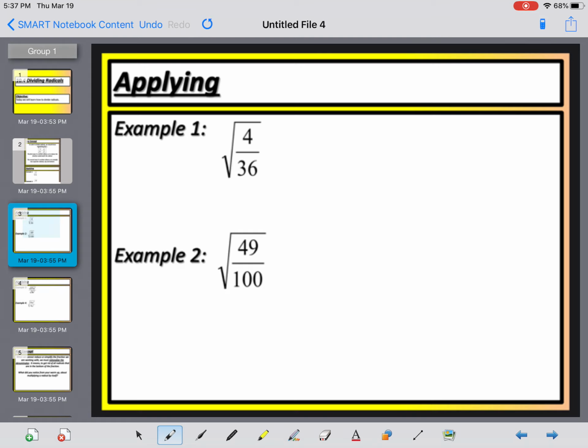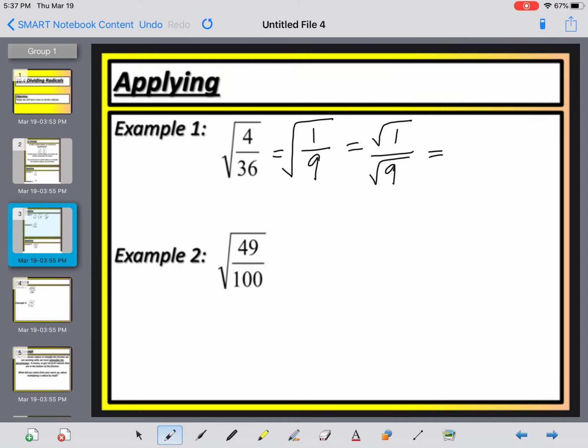So looking at our first example here, okay, I notice that 4 and 36 can be reduced as a fraction. So I could reduce both of those by 4. My fraction could be 1/9. Now it's not going to reduce any further, but I see that 1 and 9 are both perfect squares. So I could separate and do square root on the top and a square root on the bottom, giving me 1/3 for a final answer.